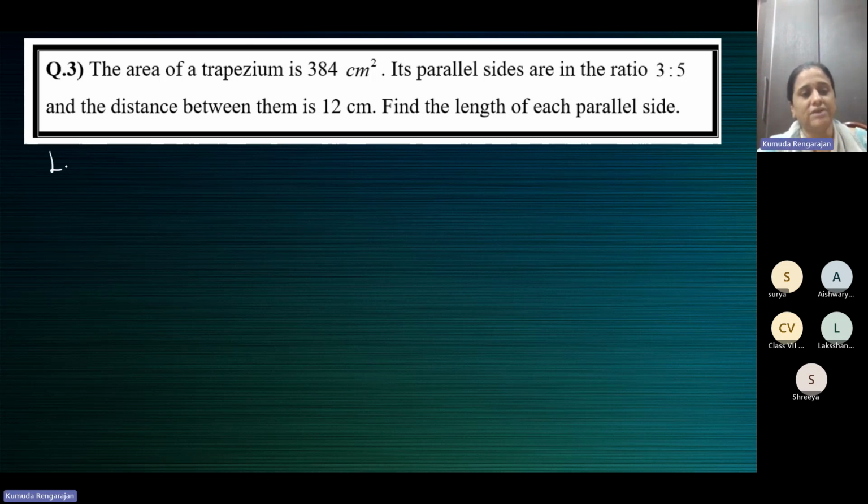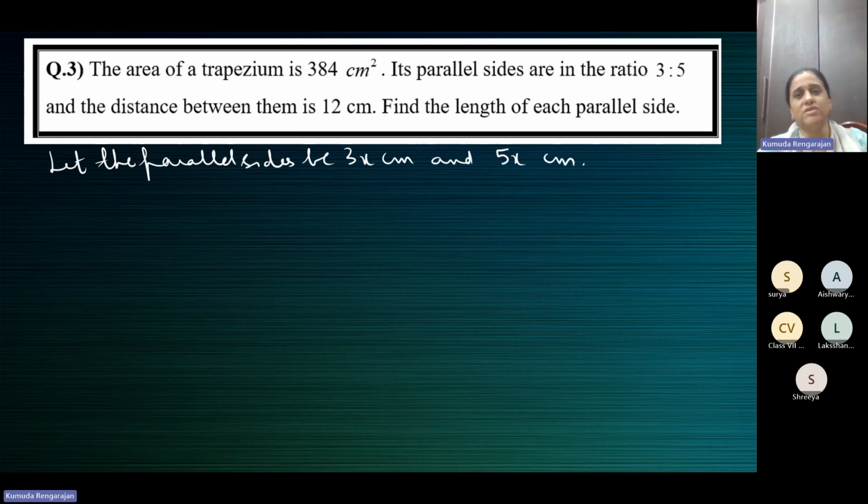So let the parallel sides be 3x centimeter and 5x centimeter. Why? Because it's given that the parallel sides are in the ratio 3:5. So let the sides be 3x centimeter and 5x centimeter. Now you're given the area.